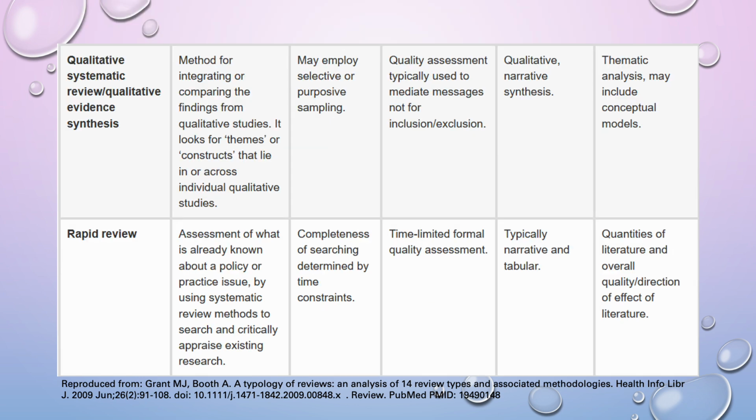Next, we have qualitative systematic review or qualitative evidence synthesis. This method integrates or compares the findings from qualitative studies and looks for themes or constructs that lie in or across individual qualitative studies. The rapid review is an assessment of what is already known about a policy or practice issue by using systematic review methods to search and critically appraise existing research.